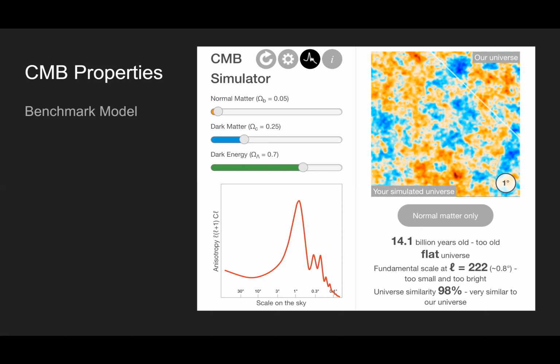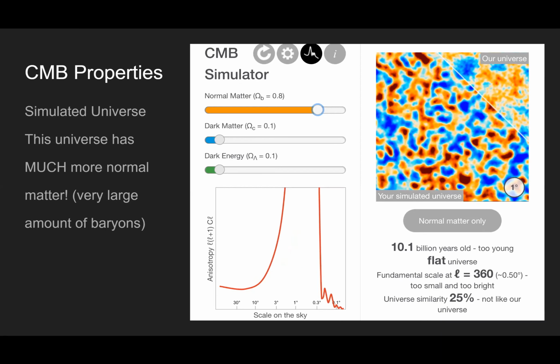Now moving on to the simulated universe I chose with different parameters. I chose a very high density parameter for normal matter, way higher than the benchmark model. So I chose 0.8 for normal matter. The density parameter for dark matter is lower, at 0.1. And the density parameter for dark energy is much lower than the benchmark model, at only 0.1 for this universe.